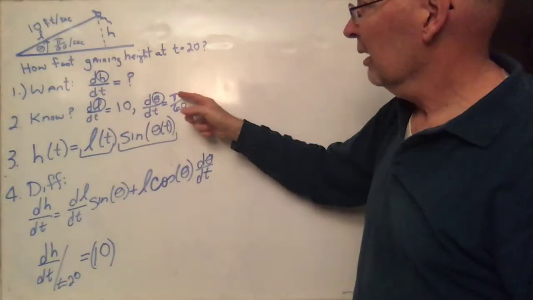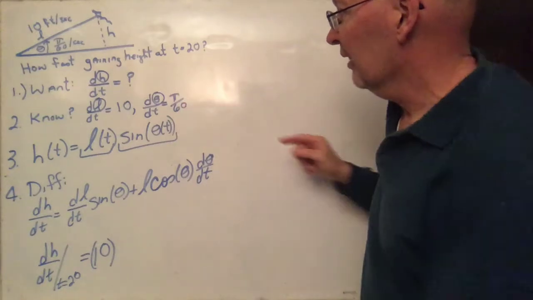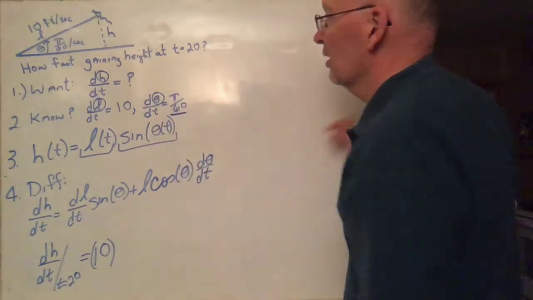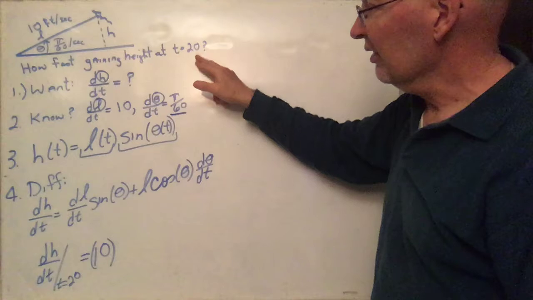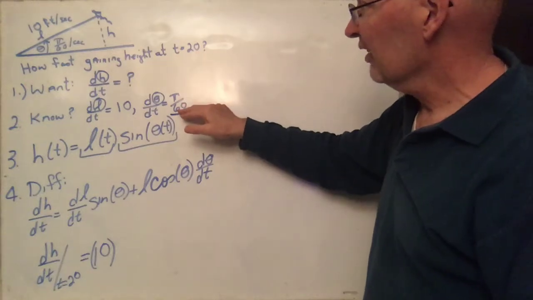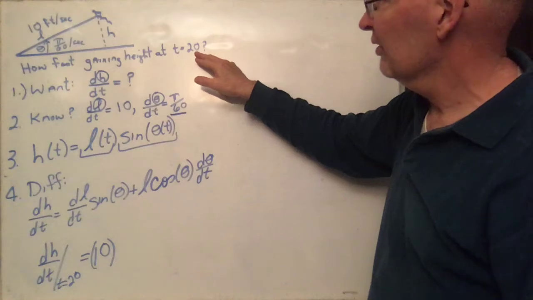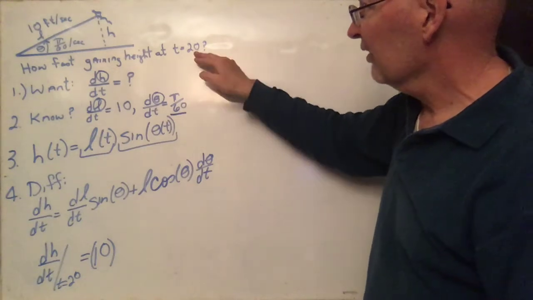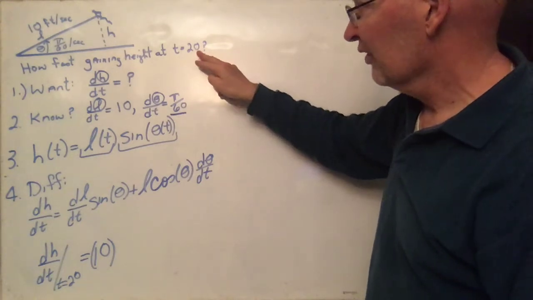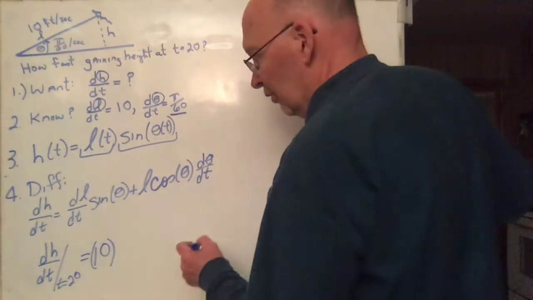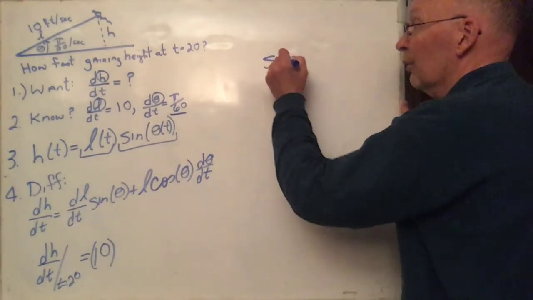Well, think about it. The angle is growing at this many radians per second. And if you're doing it for 20 seconds, then it would be pi over 60. That's the rate times the time, gives you the total amount it's changed. So pi over 60 times 20 is 20 over 60, which is pi over 3. So that's the sine. Let's go ahead and figure out the whole thing.